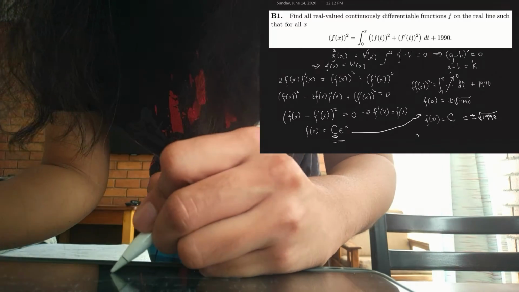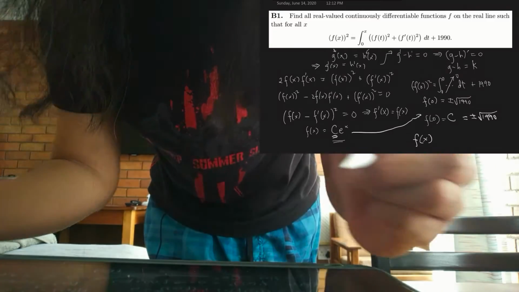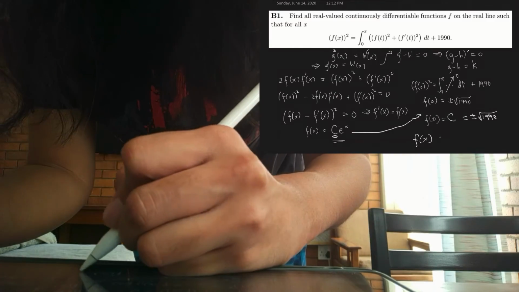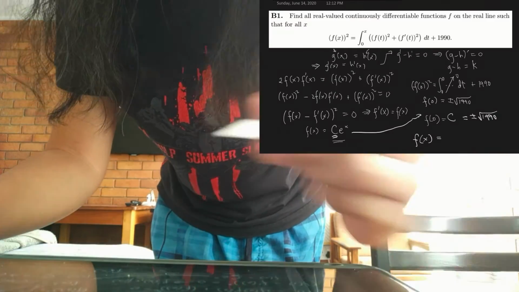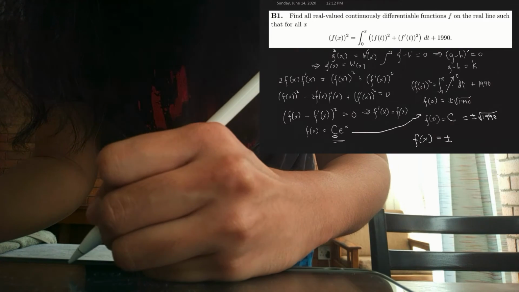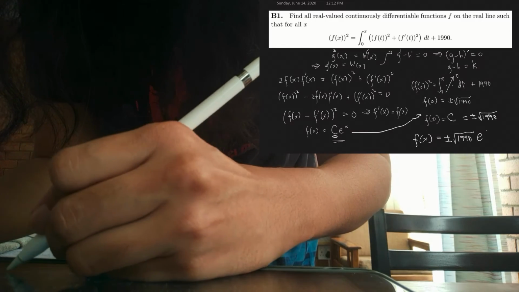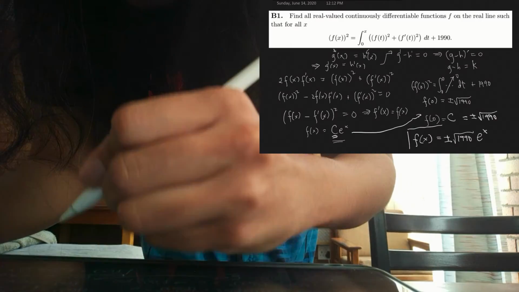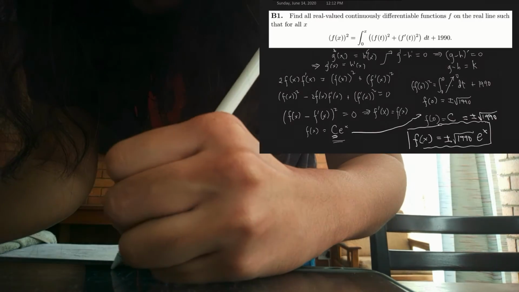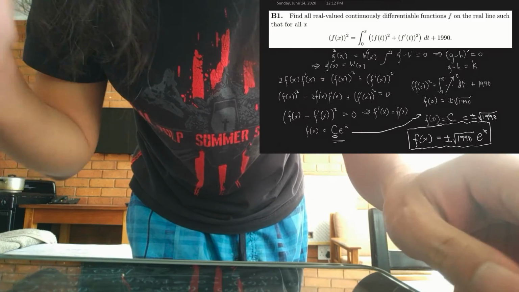So the function, with the unique constant determined, is equal to plus and minus square root of 90 times e to the x. This function, even if you try it, should solve the equality above.